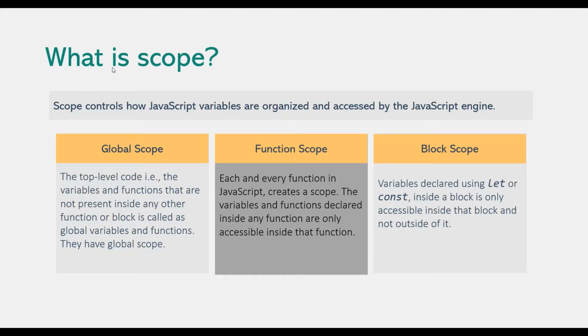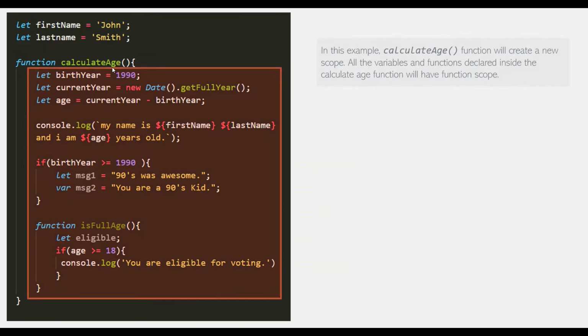Each and every function in JavaScript creates a scope. The variables and functions declared inside any function are only accessible inside that function, and this is called function scope. And a function scope is also called local scope. Okay, so every function in JavaScript creates a new scope. Let's understand this with an example.